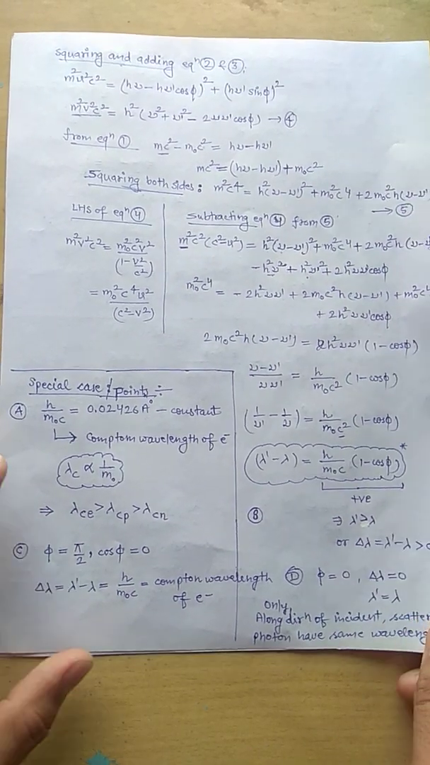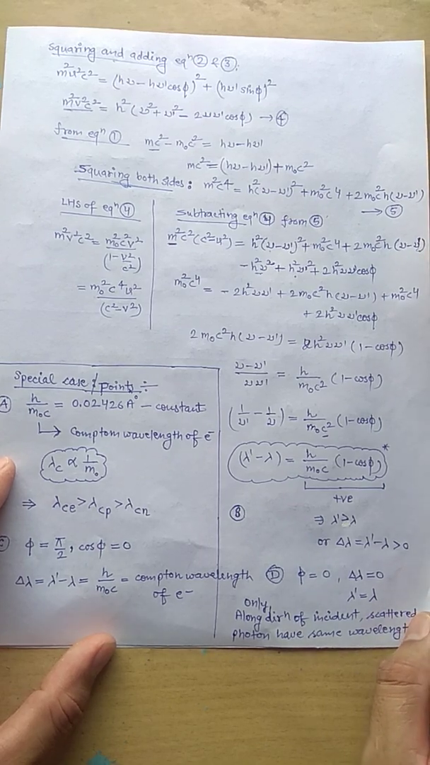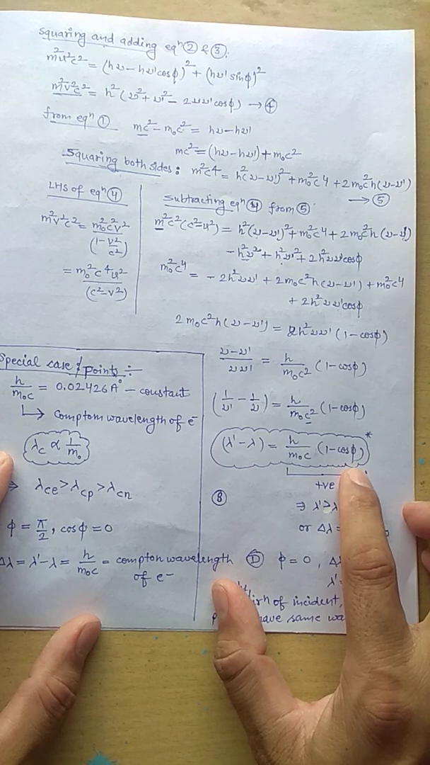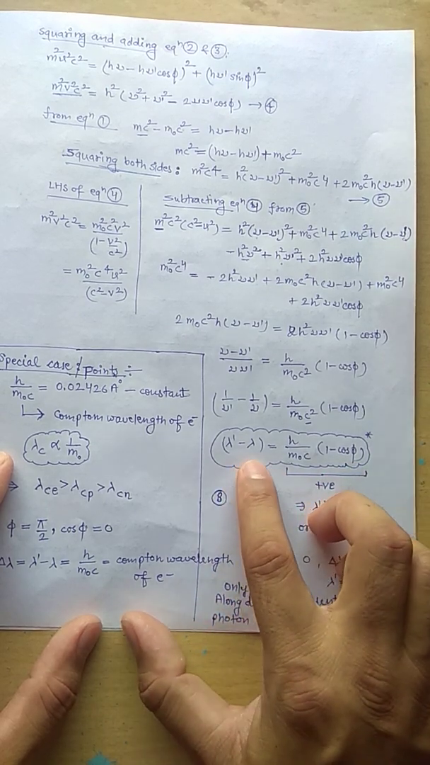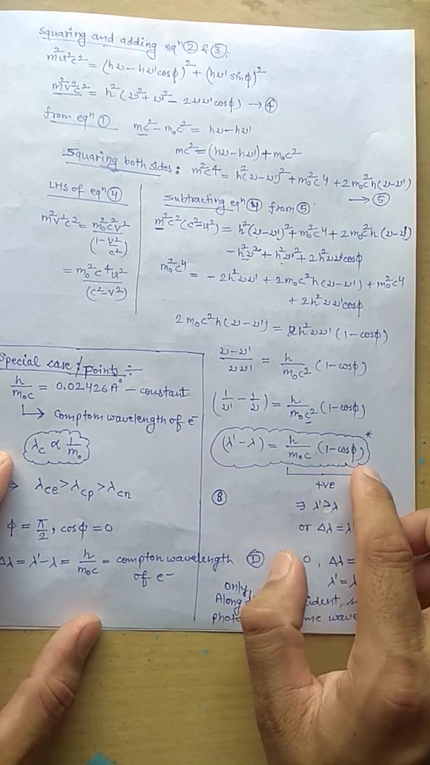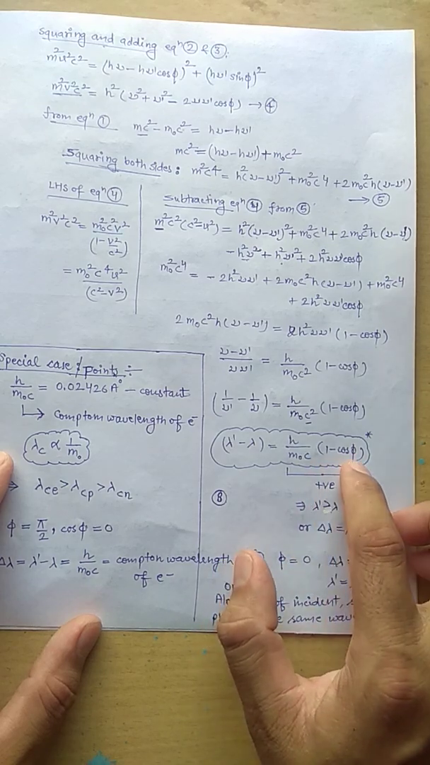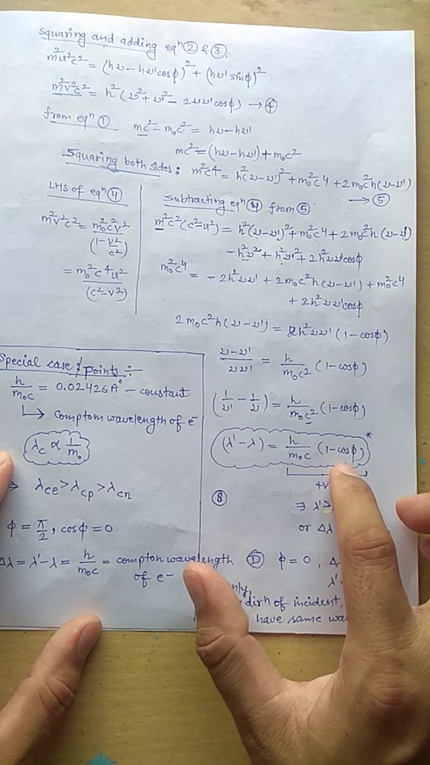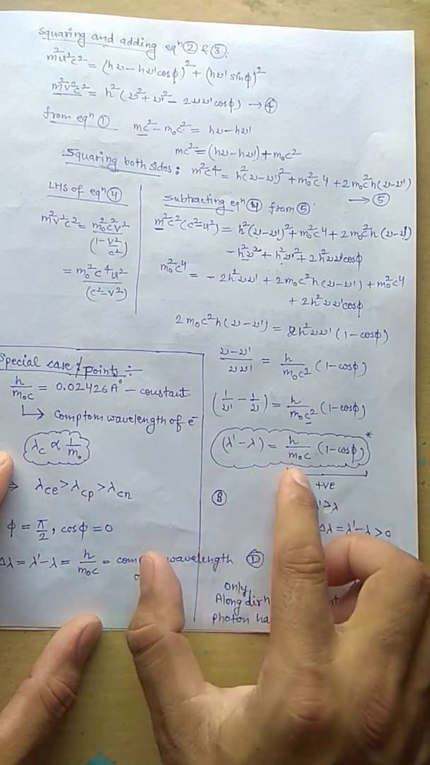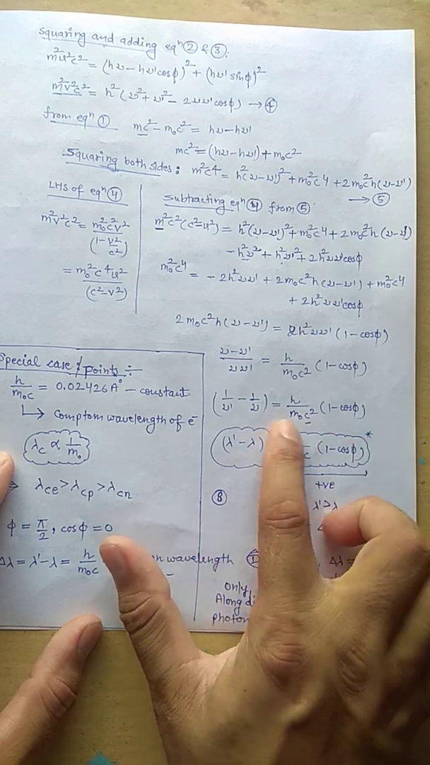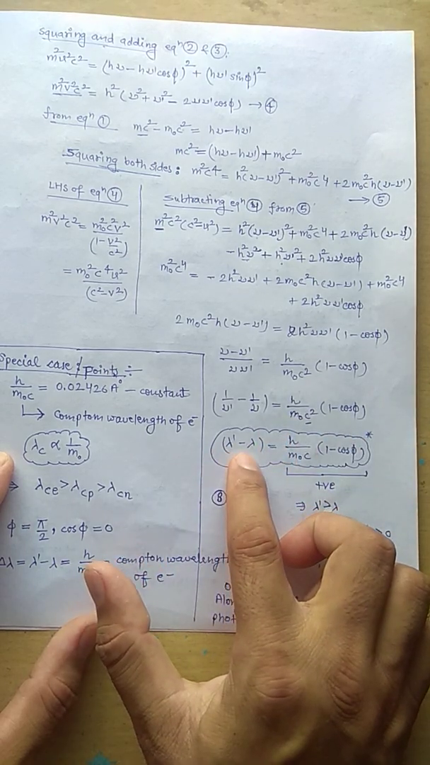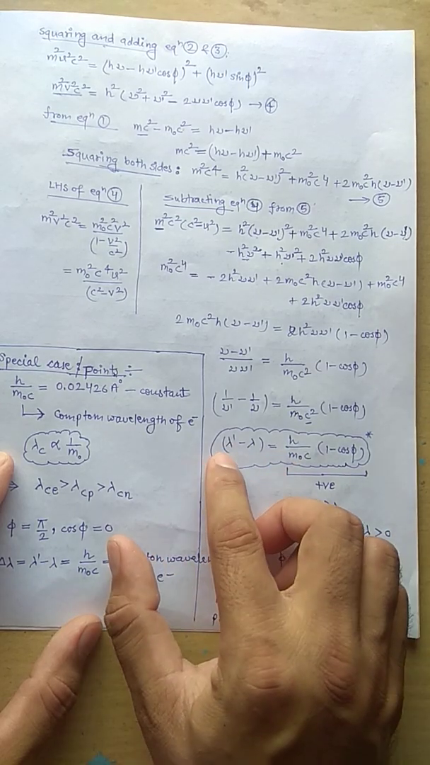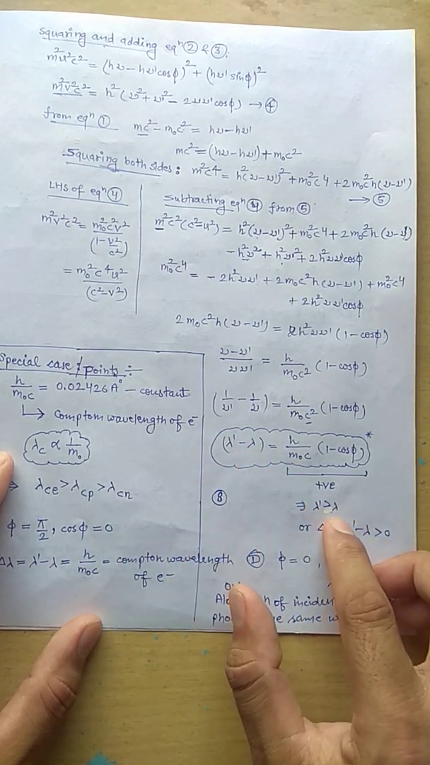Okay, class, welcome to the next lecture on Compton effect, and we have seen how to find the relation for the increase in the wavelength. In this expression, you see 1 minus cos phi. This is always a positive quantity. So from here, you can see that lambda dash minus lambda must be greater than 0. It is positive, so lambda dash will be greater than lambda.